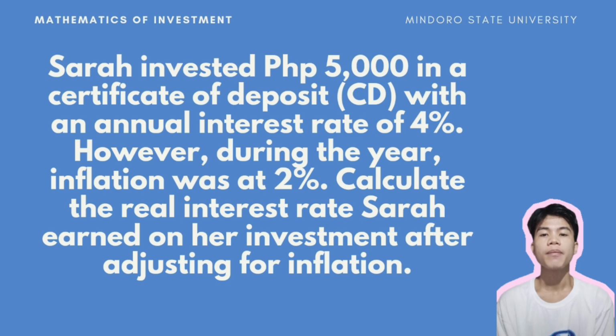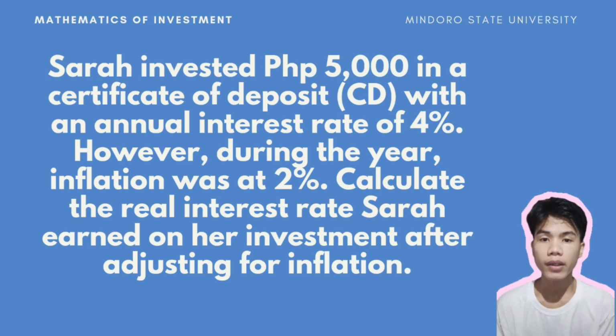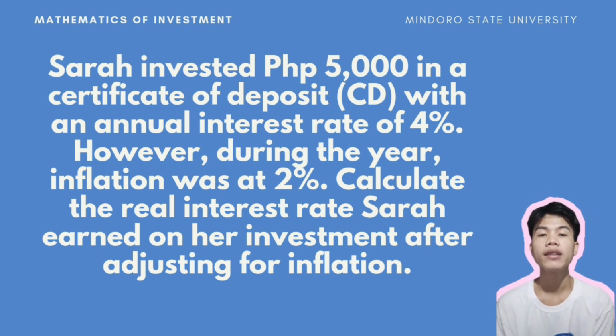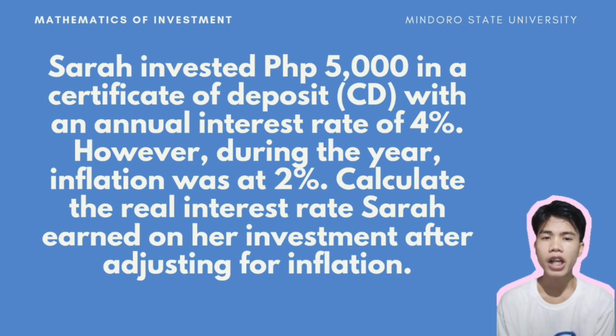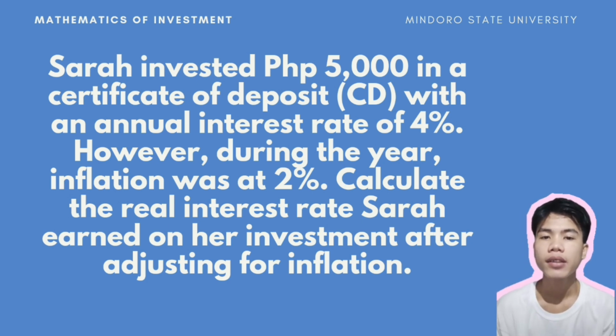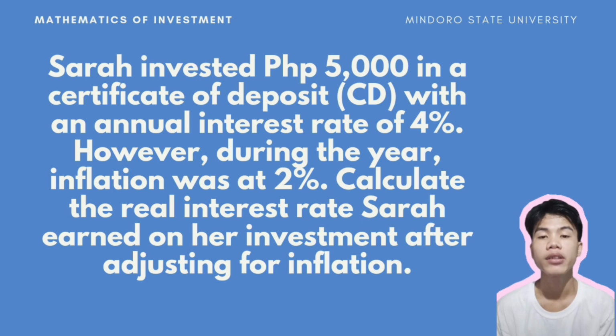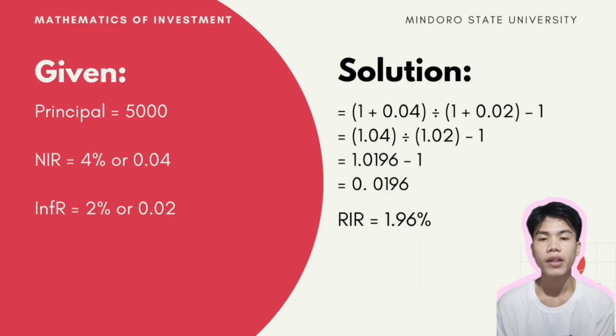So here is the example. Sarah invested 5,000 pesos in a certificate of deposit with an annual interest rate of 4%. However, during the year, inflation was at 2%. Calculate the real interest rate Sarah earned on her investment after adjusting for inflation. So to solve this, let's identify the given first. The principal is 5,000 pesos. The nominal interest rate is 4% or 4 hundredths. And the inflation rate is 2% or 2 hundredths.